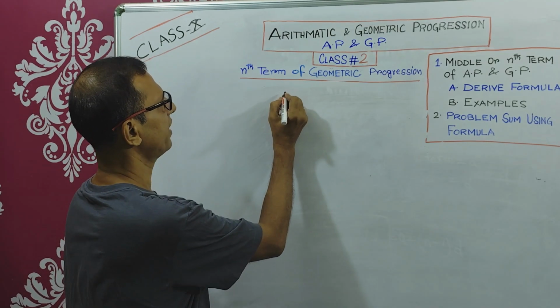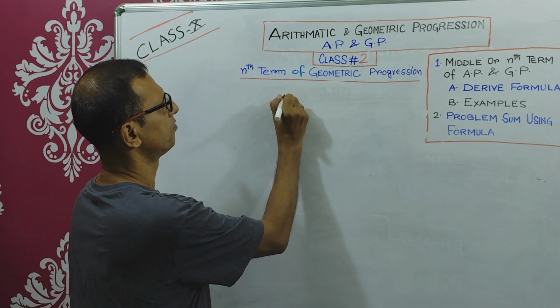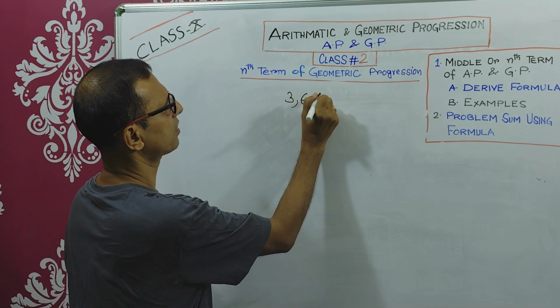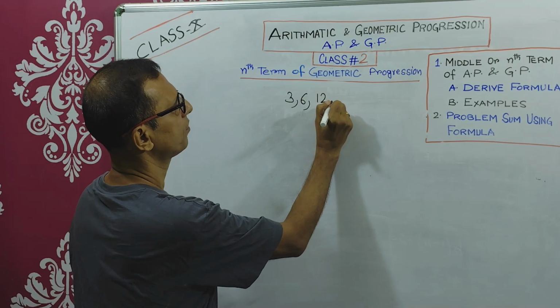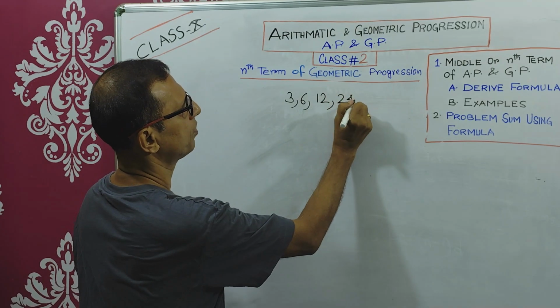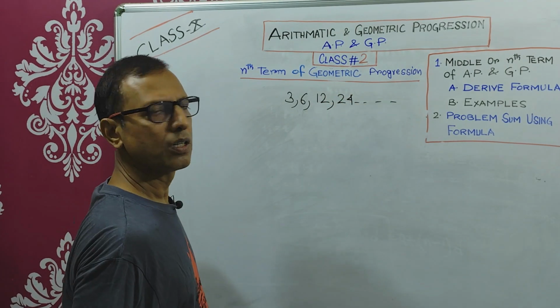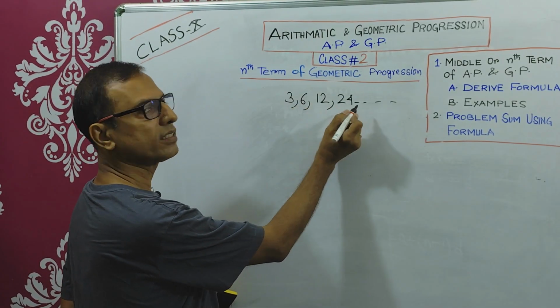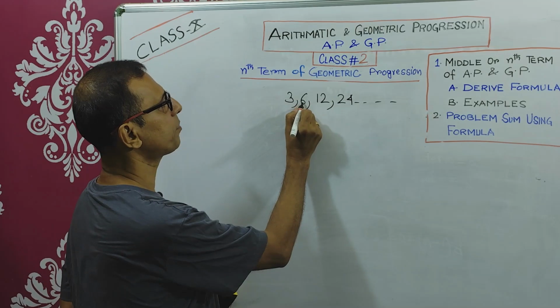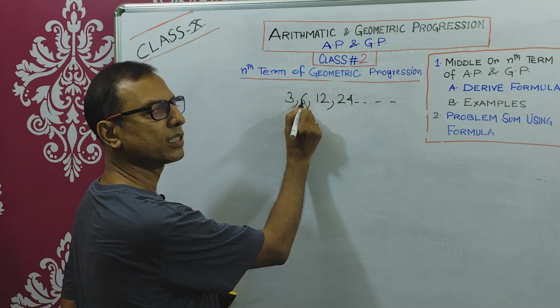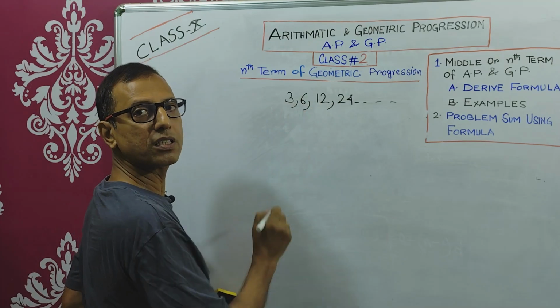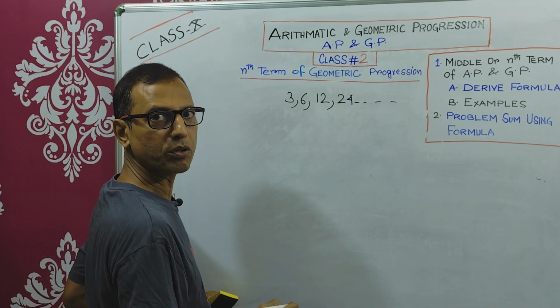So let's say there is a progression: 3, 6, 12, 24 and so on. Now, we can see whether this is an AP or a GP. 6 minus 3 is 3, but 12 minus 6 is 6. So, that means the difference is not equal. That means it's not an arithmetic progression.